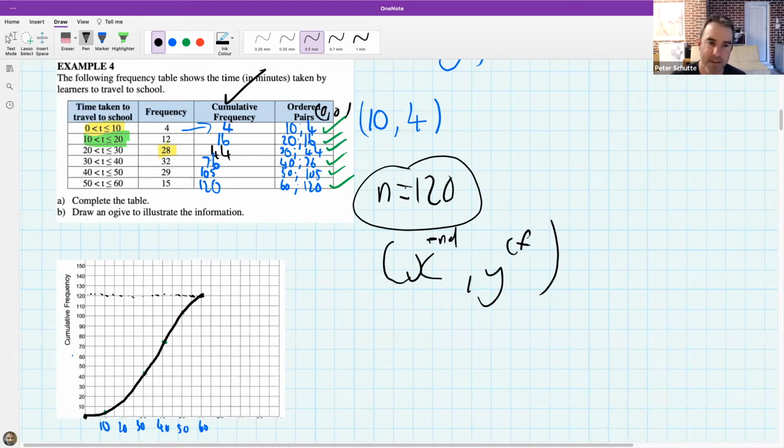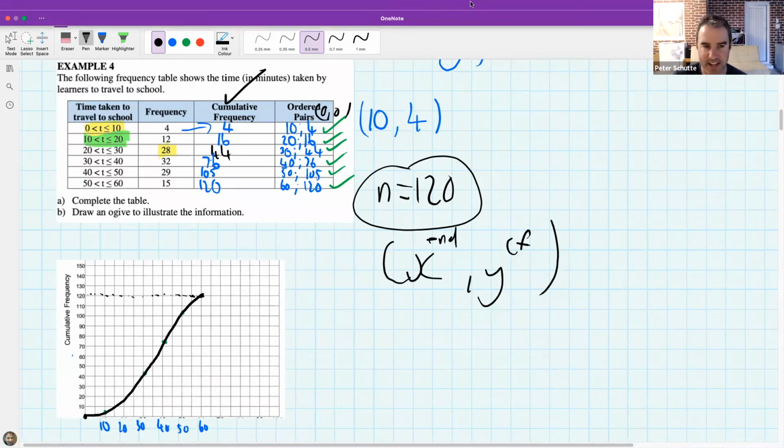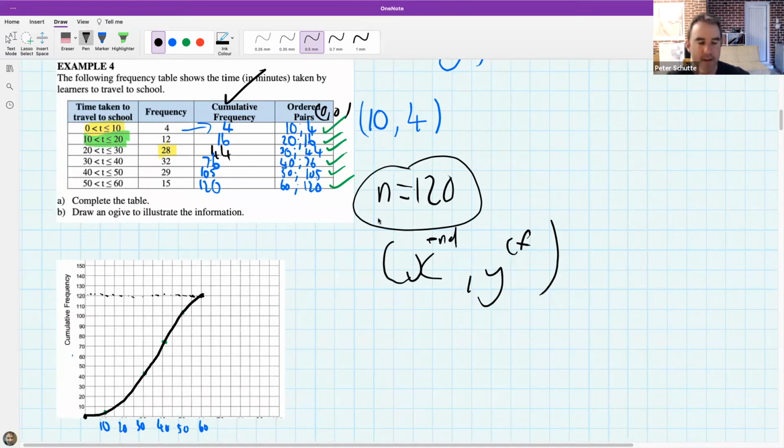Now, the other important thing is to recognize that in your table, you are given the number of data items in the data set, which is n is 120. After the break, I'm going to show you how you can use an ogive to estimate the median, to estimate the upper quartile, to estimate a whole number of items. But in order to do that, you need to know how to find n. And so I just want to mention that now.